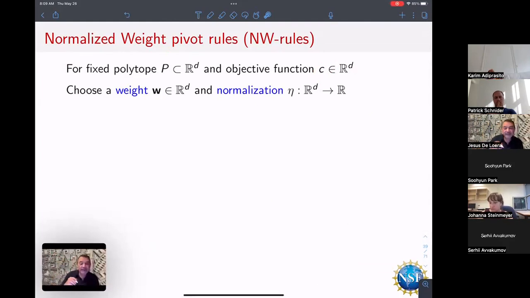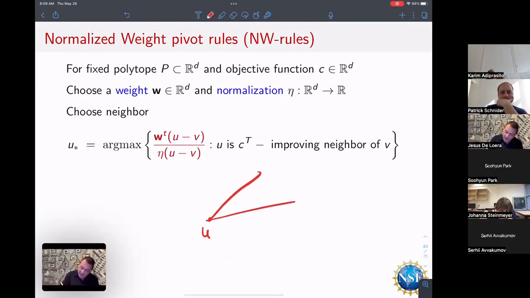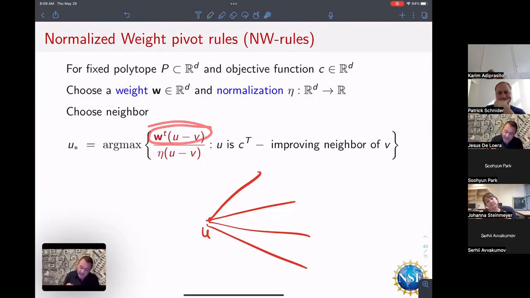And I have a weight. I called it B before, but anyways, you have an extra objective function. And you also have a normalization, which you can think of as the 2 norm or the LP norm of the edges. So how do I choose the next edge? My vertex is here, let's say U, and then I have all these neighbors. I have to choose the neighbor that maximizes the quotient, the ratio between the value of improvement in the direction of W and the normalization.